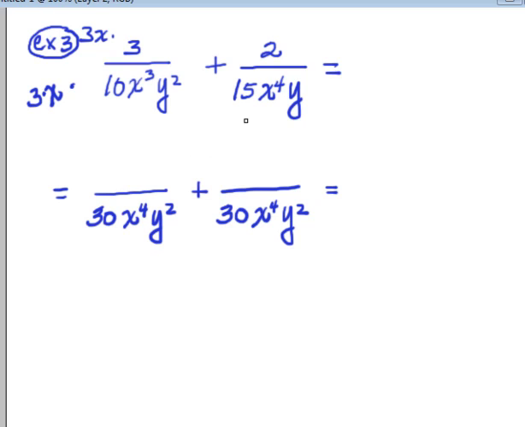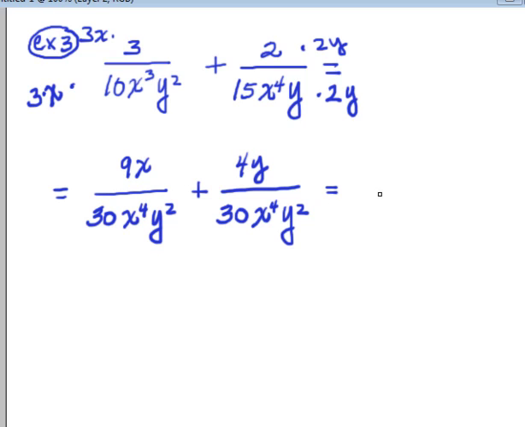Now what do we multiply 15 by to get 30? Well, we multiply by 2. x fourth doesn't change, and we have to multiply y by y to get y squared. So we're going to multiply top and bottom here by 2y. So we have 9x for the first numerator and 4y for the second.